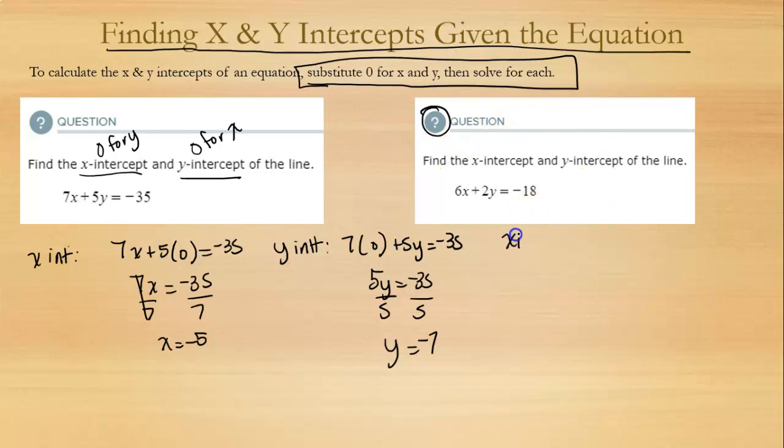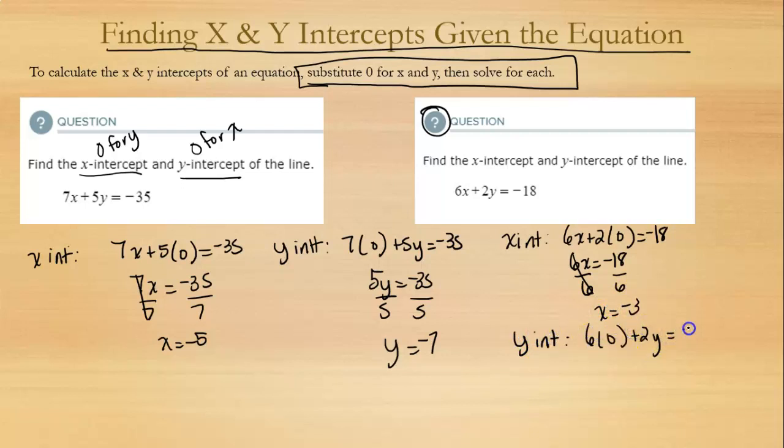For this one, to find the x-intercept, you want to replace y with 0, so that's 6x plus 2 times 0 equals -18. 2 times 0 is just 0. 0 plus 6x is 6x. So we divide both sides by 6. So x equals -3. To find the y-intercept, we replace x with 0. 6 times 0 is 0. 0 plus 2y is just 2y. Divide both sides by 2, and so y equals -9. So your x-intercept is -3, your y-intercept is -9.